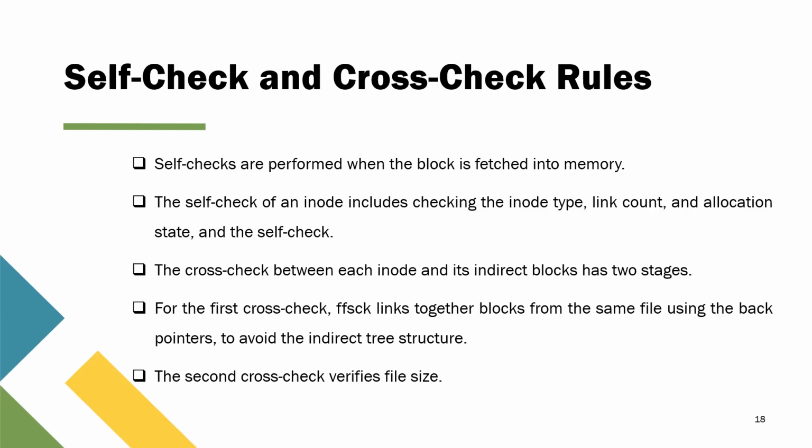Now I will explain the self-check and cross-check rules. Self-checks are performed when the block is fetched into memory. The self-check of an inode includes checking the inode type, the link count, and the allocation state. The cross-check between each inode and its indirect blocks has two stages. For the first cross-check, the fast file system checker links together blocks from the same file using the backpointer to avoid the indirect tree structure. The second cross-check verifies the file size. Now I'm going to the next slide.